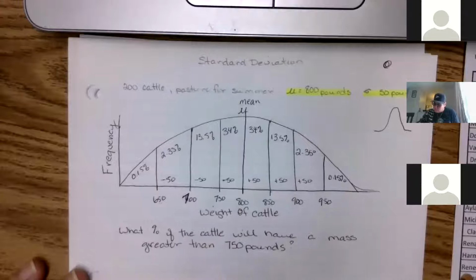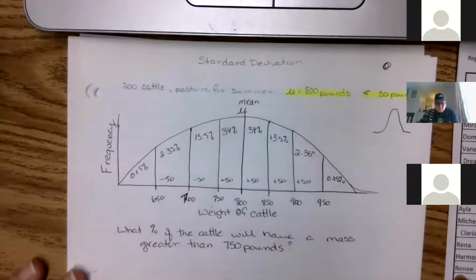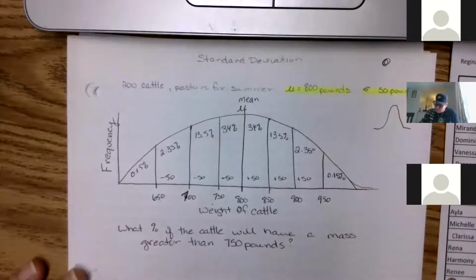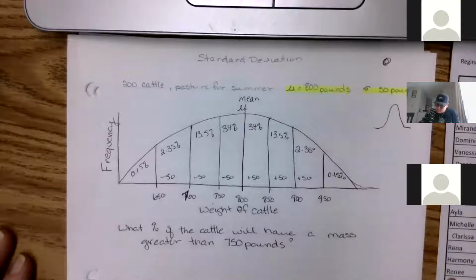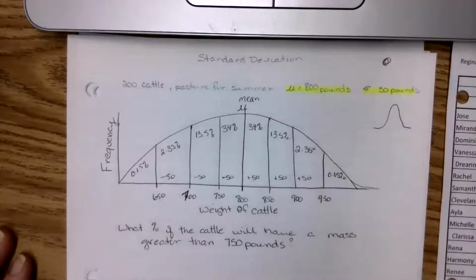Let's do a real simple one. Dominique, do you think most of the cattle are going to be over 750 pounds or just a very few of them? I'm asking you to guess. It's completely okay. A few of them. A few of them? All right.